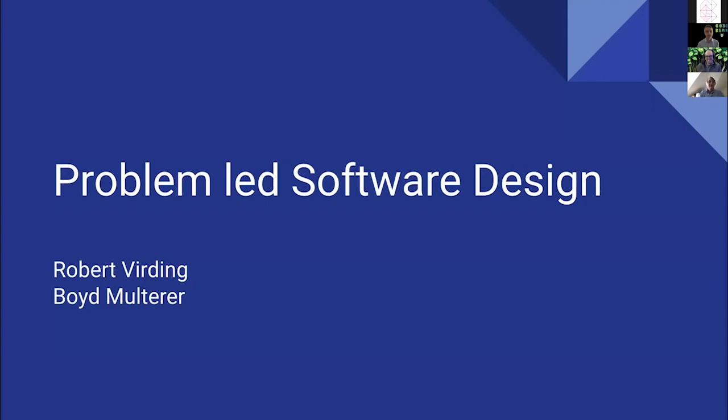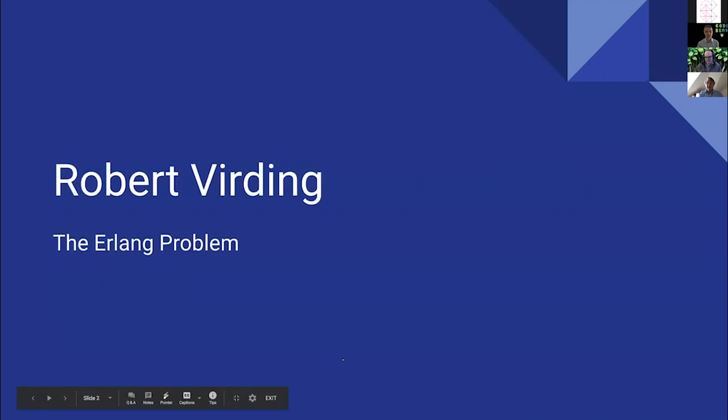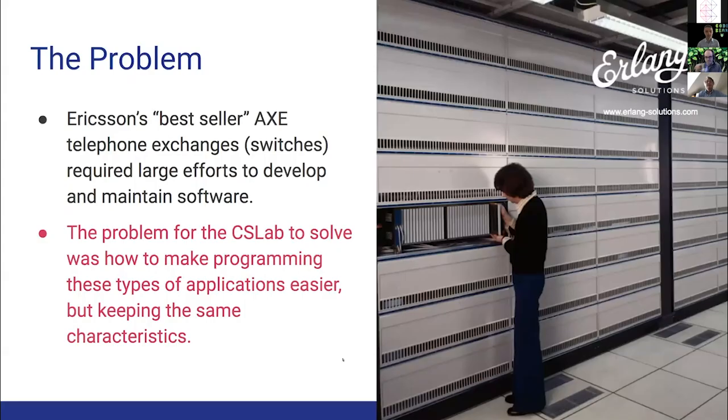Anyway, yes. So let's see if we get the right mouse. There we go. So what was the Erlang problem, right? We were trying to solve something, but what was the actual problem we were trying to solve? And the general one that the lab was looking at was how we could improve the programming of telecom type applications. So the AXE switch, what Ericsson had, was a very successful switch, but it was quite complex to maintain and develop. So we started looking at the problem, how could we improve that?